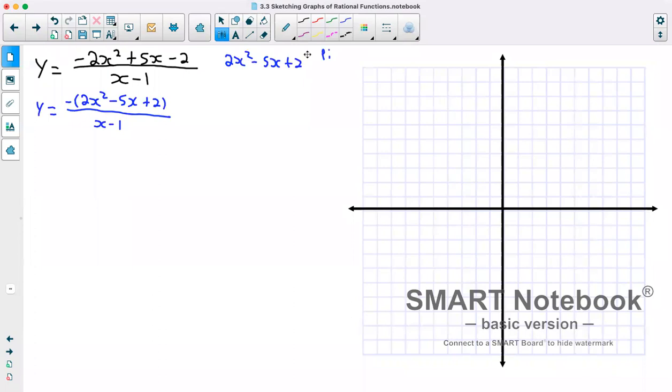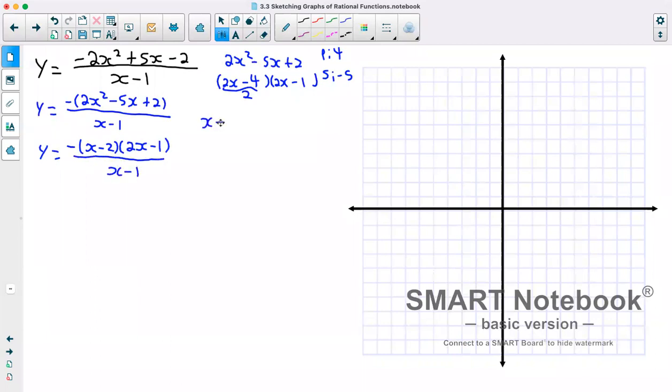I have a product that is 2 times 2, so 4, with a sum of -5. Start each bracket with 2x. Two things that multiply to 4, add to -5 would be -4 and -1. Divide, that's your factor of 2 of this one. So I have y is equal to negative of x minus 2 times 2x minus 1 over x minus 1. So we have a non-permissible: x cannot equal 1.